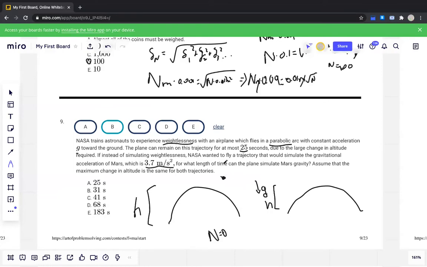So this means that the net force on the person, there's not going to be any normal force. The only force is their force of gravity, mg. So they're just going to be accelerating to the ground. So they're going to have an acceleration of g.